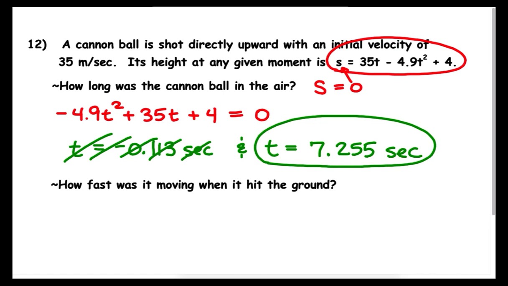And finally, last but not least, how fast was this thing moving when it hit the ground? How fast was it moving? That's velocity. And we have a velocity equation. Maybe you remember what it was from a few slides ago. Maybe you don't feel like going back to a few slides ago. You could just get it again by taking the derivative of S. And the derivative of this thing, you may recall, is 35 minus 9.8t.